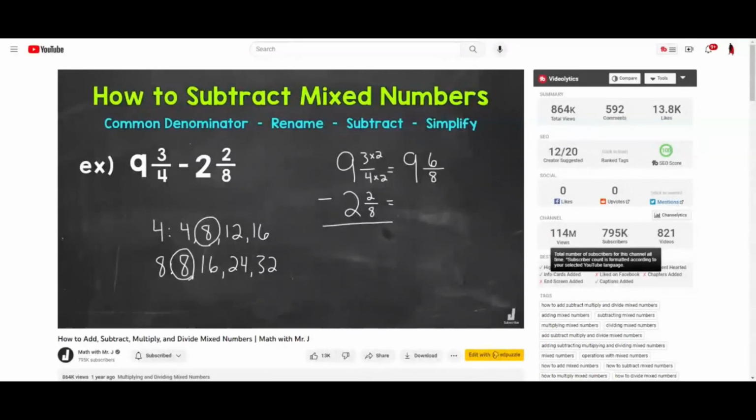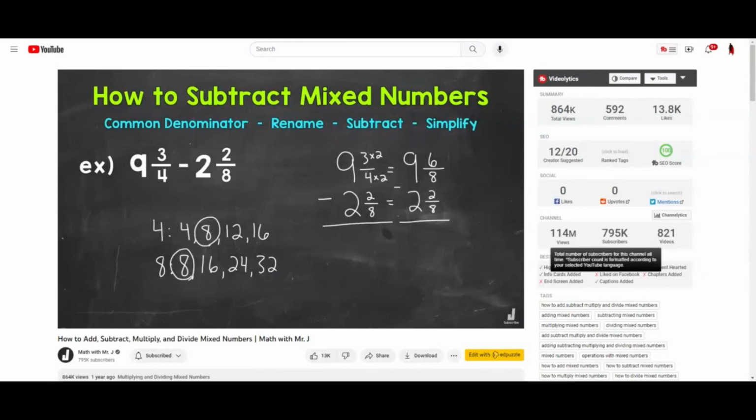So let's do 2 and 2/8 now. We'll put our subtraction sign there. Now 2 and 2/8, that already has a denominator of 8. So we do not need to do anything with that mixed number, and specifically the fraction, again, because we already have that denominator of 8. Now that we renamed what we needed to rename, we have a common denominator of 8, and we're able to subtract. So let's subtract the fractions of these mixed numbers.